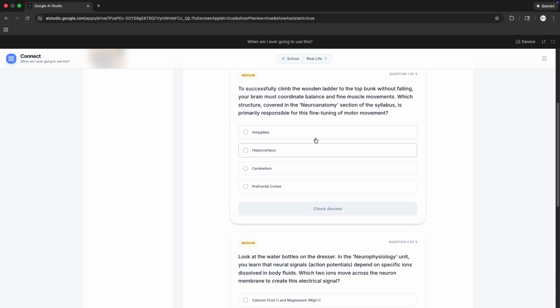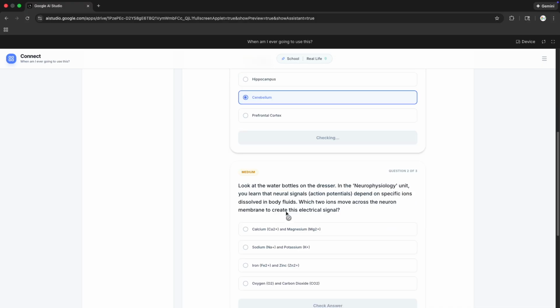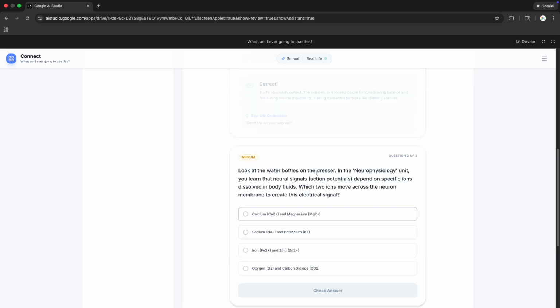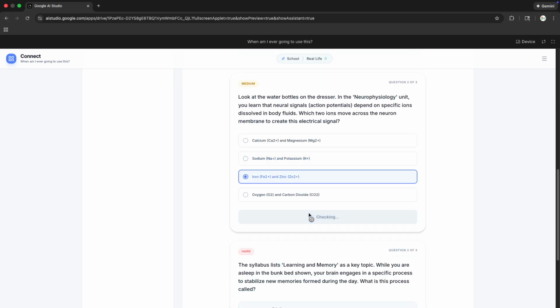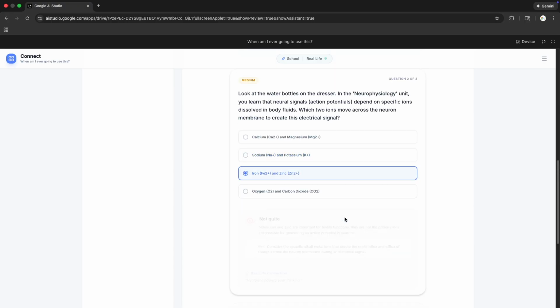Here it asks which brain structure fine-tunes motor movement when you climb the ladder, or which two ions create action potentials in the neurophysiology unit. After you answer the question, it shows some other details about how it ties to what you learned, and if it's wrong, it gives you some hints and a connection to what you have learned.